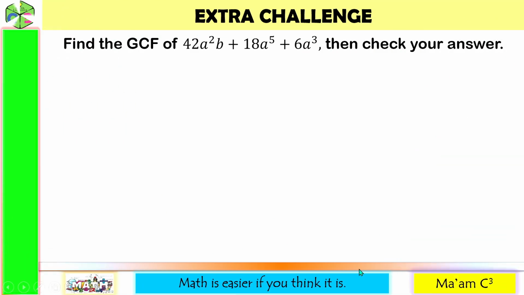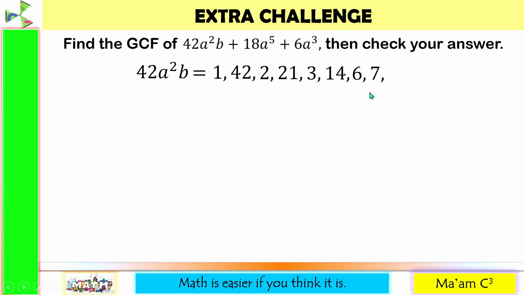Let's do an extra challenge. Find the GCF of 42a squared b plus 18a to the fifth plus 6a cubed, then check your answer. So let me rewrite 42a squared b, and I'll determine the factors. 42 is a product of 1 and 42. Could also be 2 and 21, 3 and 14, as well as 6 and 7.